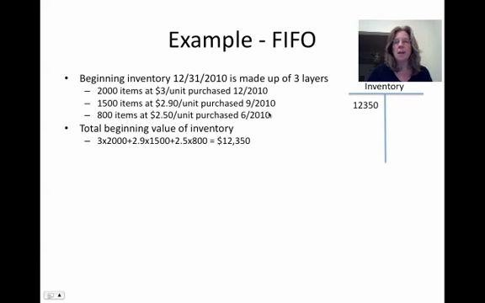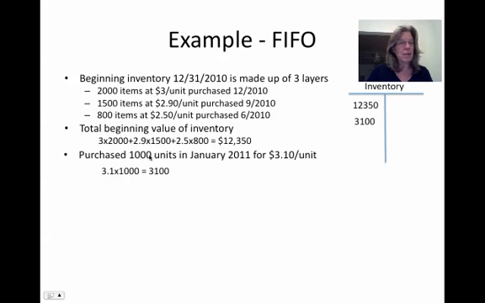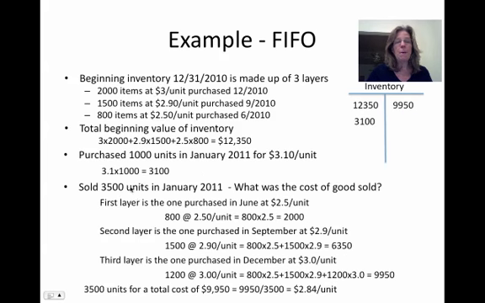Now we're going to look at the same example but under a FIFO system. So in this case, we still have the same 3 layers. The beginning inventory is still that same amount. We purchased, again in January, 1,000 units that gave us an additional $3,100 here. But we sold 3,500 just like before. But in this case, we're using FIFO, so we're looking at the oldest items here. So the first layer we're going to look at is this 800 units that are at $2.50 a unit.